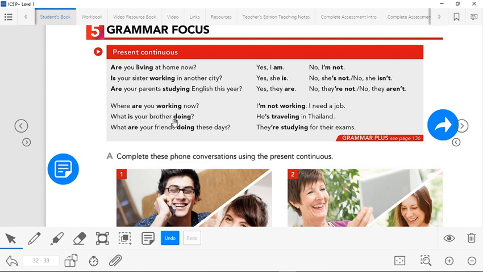What is your brother doing? He's traveling in Thailand. They're asking what he's doing right now, and this is that right now, he's traveling. What are your friends doing these days? They are studying for their exams. I hope that you understand this part.